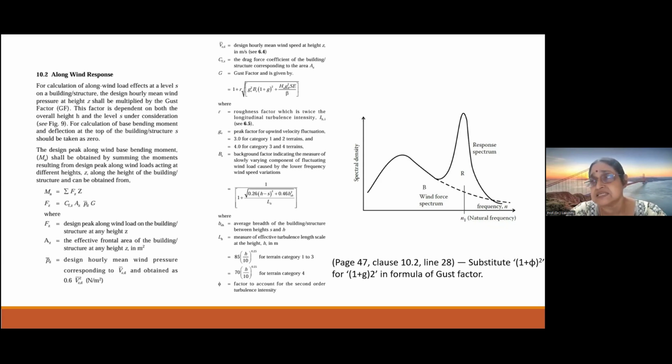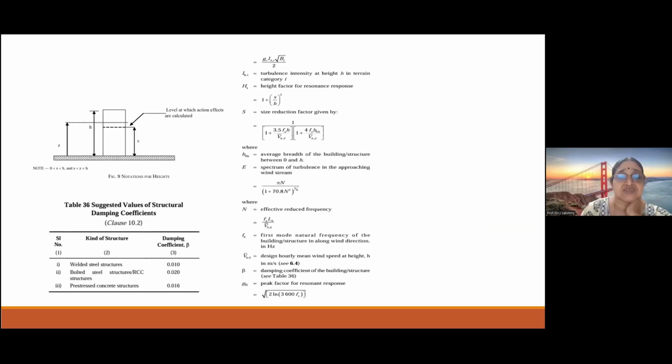Turbulence length scale is nothing but the size of the eddies. There are formulae given with respect to the terrain category: one formula for categories 1 to 3 and another for terrain category 4. If you use them, you are basically computing the background wind force spectrum and the resonance spectrum. These two, the background and resonance response spectra, are added together to get the value of the gust factor.